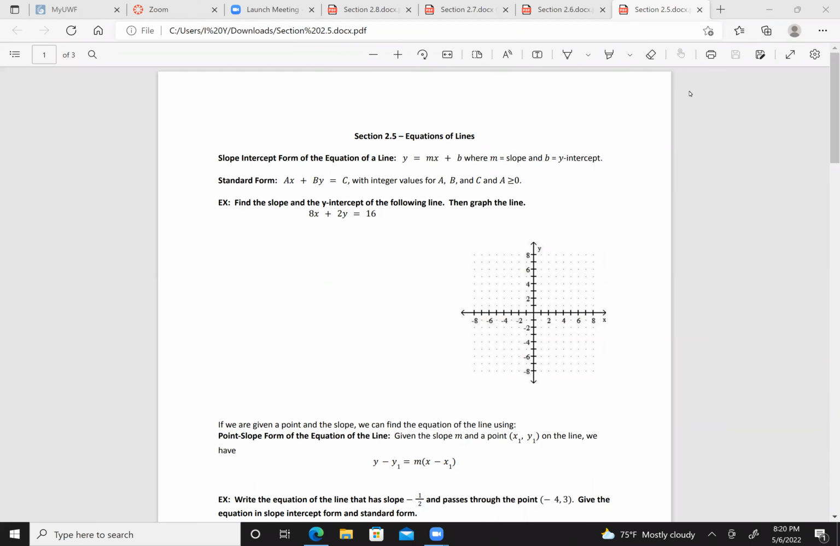Okay, today we're going to look at section 2.5, equations of a line. We're going to talk about a couple different ways to write an equation. We'll start with the slope-intercept form of an equation of a line. It's in the form y equals mx plus b, where m is the slope and b is the y-intercept. We also have a standard form, which is ax plus by equals c, with integer values for a, b, and c, and a greater than or equal to 0.